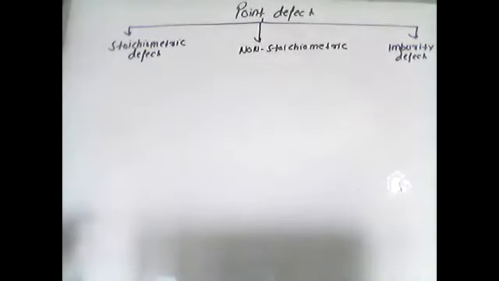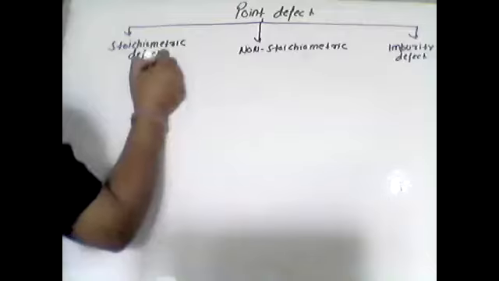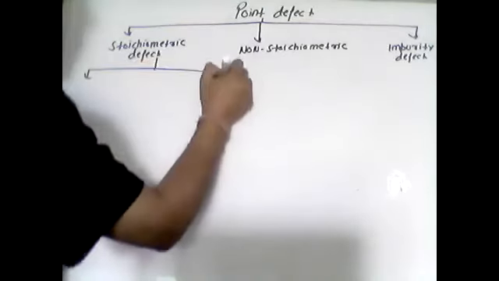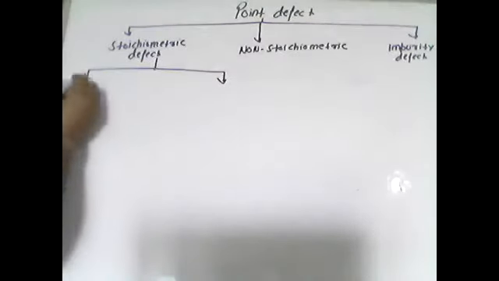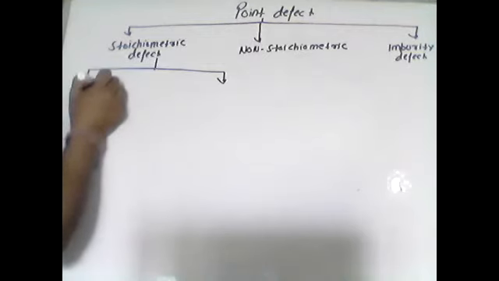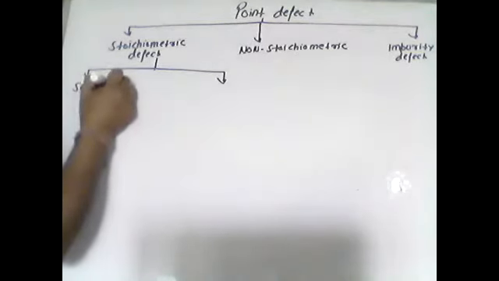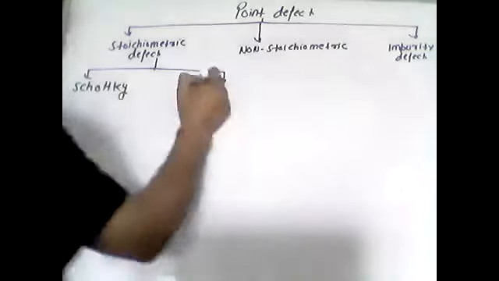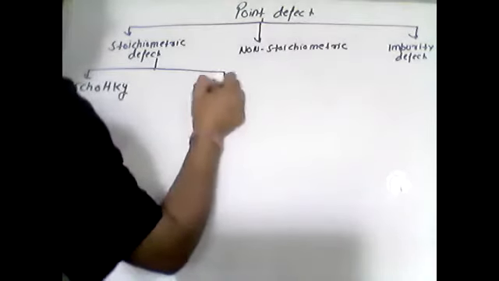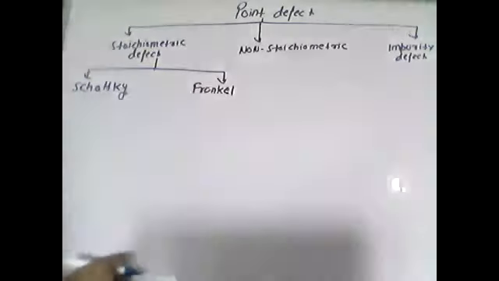Under stoichiometric, I will explain what is the meaning of stoichiometry and what is the meaning of non-stoichiometry. Under stoichiometric defects, further we have, I will not make you confused, NCERT rating of 4. First, let me explain two only. We have the Schottky defect and the Frenkel defect.